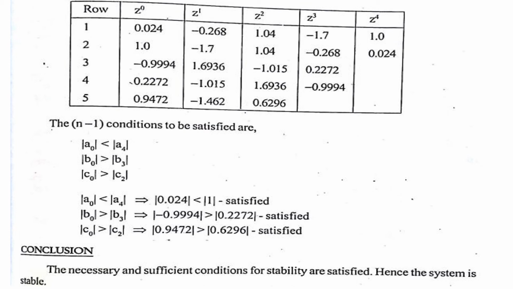Then you have to check the condition. A naught is less than A4, that is 0.024 is less than 1. Yes. Then B naught is greater than B3. So B naught is greater than B3 means minus 0.9. Don't consider this minus here.